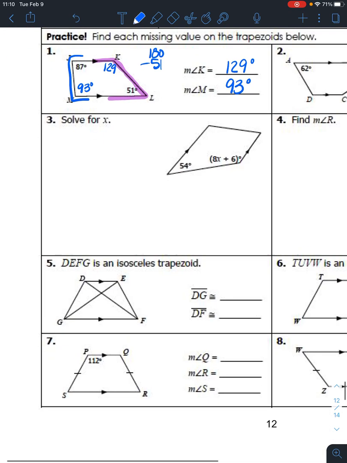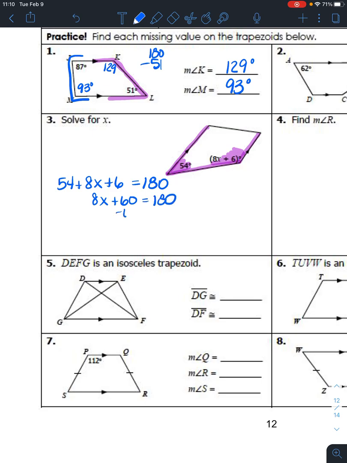Okay, so number 3, same line of thinking. We have our parallel sides, and then we have our transversal. Both of these angles are along that transversal, which means they are consecutive interior, and we know that consecutive interior angles add up to 180. They're supplementary. So if I take 54 and I add 8x plus 6, I can set that equal to 180. Then I can solve. So I have 8x plus 60 is equal to 180. Subtract 60 from both sides and get 8x is 120, or x is equal to 15 when you divide both sides by 8. Okay, so that has to do with my angles.